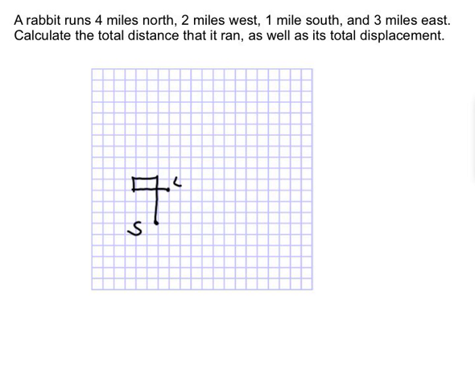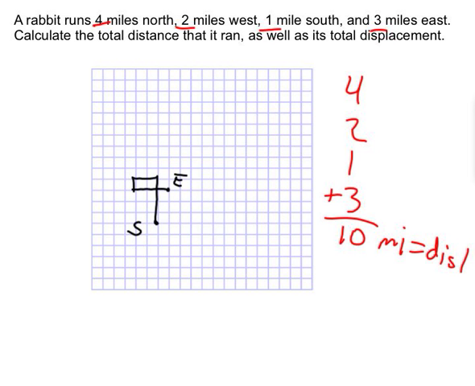So the first question is, okay, how far did it run total? So that's simply a matter of adding up all these values for how far it ran. So it ran 4 miles north, plus 2 miles west, plus 1 mile south, plus 3 miles east. So if we add that up, 4 plus 2 plus 1 plus 3, we get a total of 10 miles. So 10 miles represents its total distance. So there's not much trick to that.